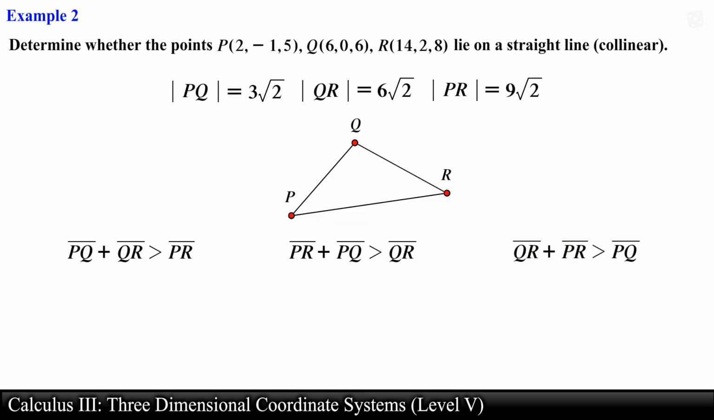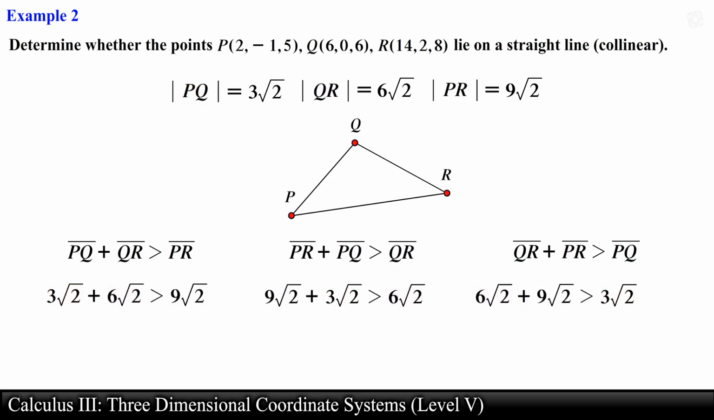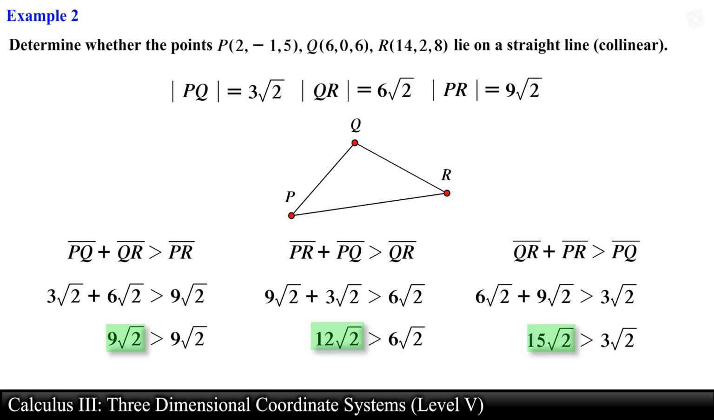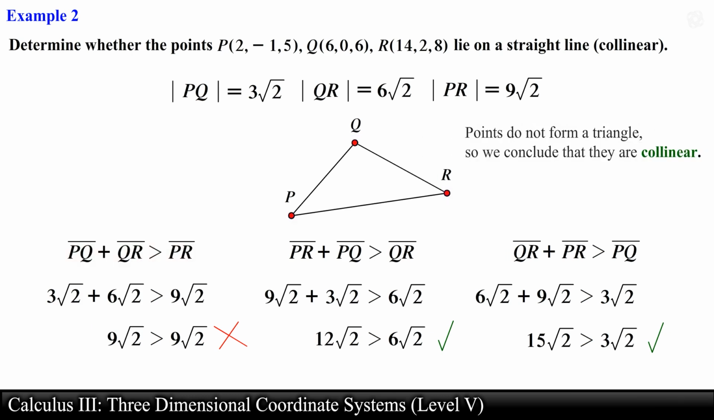Let's go ahead and substitute the value of the lengths for each line segment into the relations. Doing that, we obtain the following. Next, we go ahead and simplify the left side of each inequality. Notice that the first inequality is false, the second inequality is true, and the third inequality is true. We're testing to see if these points form a triangle. We need all 3 inequalities to be true, but since the first inequality is false, we conclude that they do not form a triangle, meaning they must lie in the same straight line.